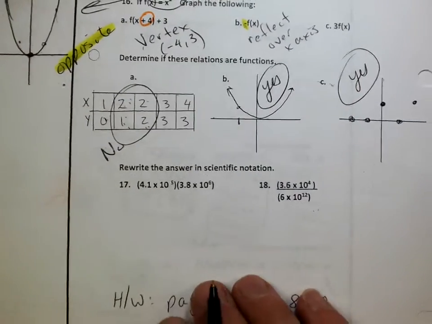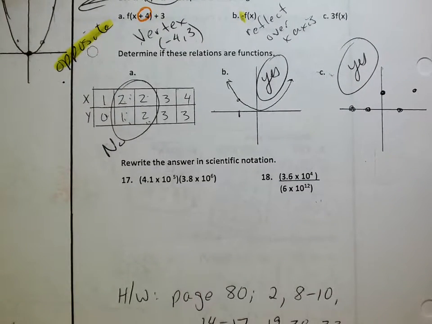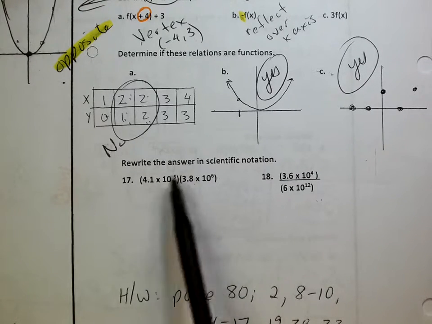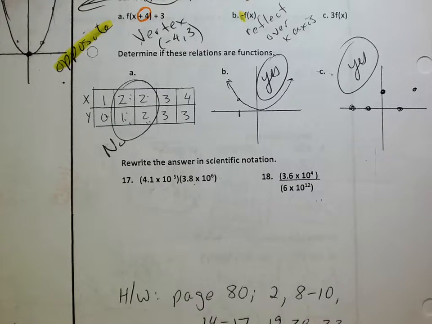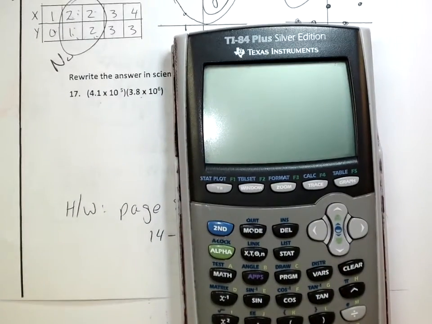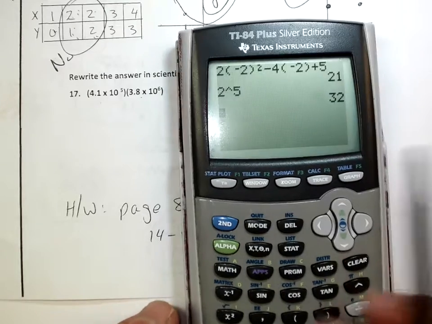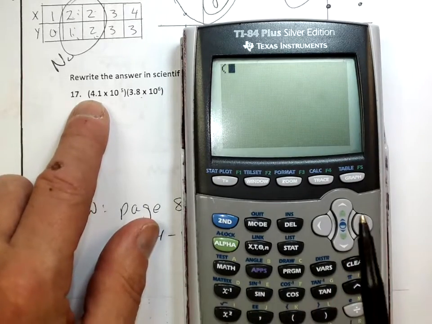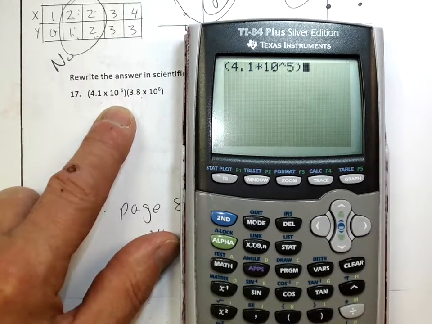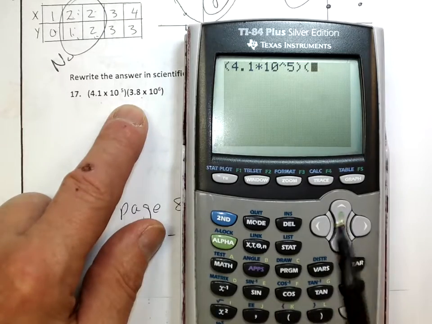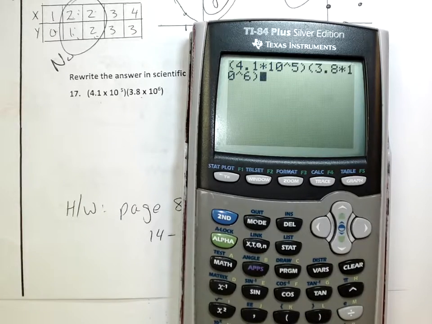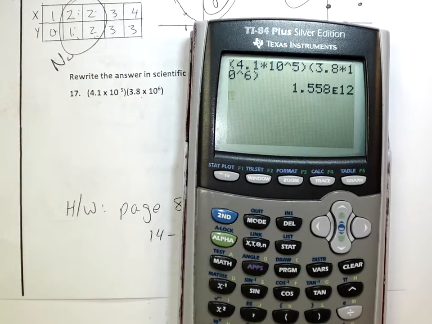Good. Now, 17. There are 2 ways to do 17. The book wants you to multiply the big numbers and add the exponents. Me, I really believe the easiest way to do it, because you're kids, is just you let your calculator do the work. So we'll go parentheses 4.1 times 10 to the power of 5 parentheses, right? See what I'm doing? Parentheses 3.8 times 10 to the power of 6, okay? Enter.